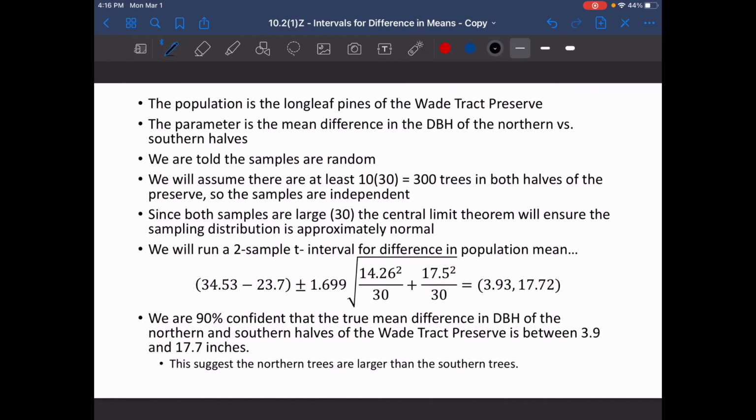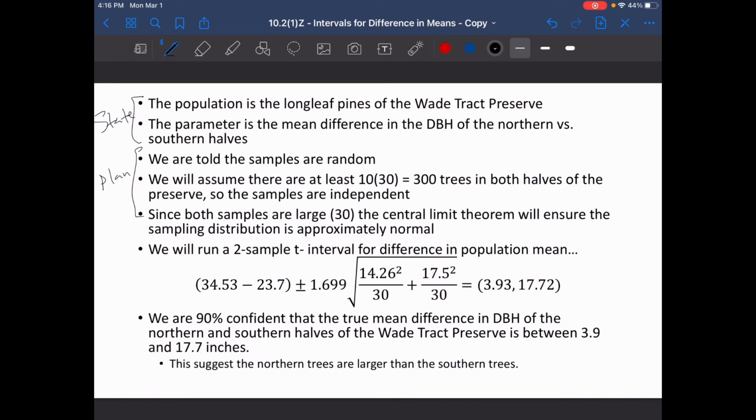So that's not all that we have to include, though. Again, when we're looking at confidence intervals, we have to go through the 4-step process. So you have to state the parameter, which in this case is the mean difference in DBH of the northern versus southern halves of the longleaf pine trees. Then we have to plan. So we have to check all 3 of our conditions to make sure that they meet our criteria.